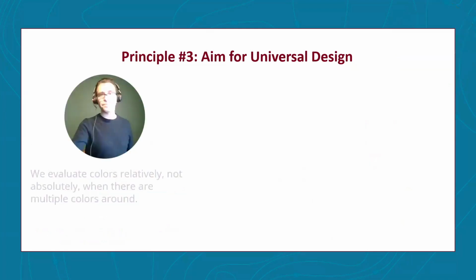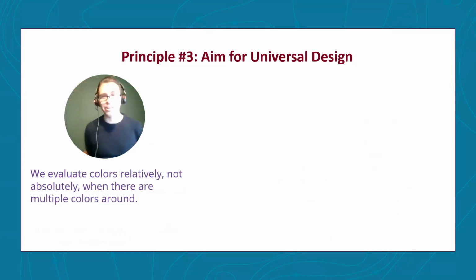Another big challenge with color has to do with how our eyes perceive it. We don't perceive color absolutely when there are multiple colors around it. Instead, we actually perceive it relatively. We compare each color to those around it to figure out what color each color is.